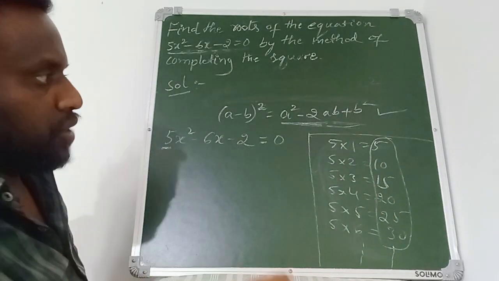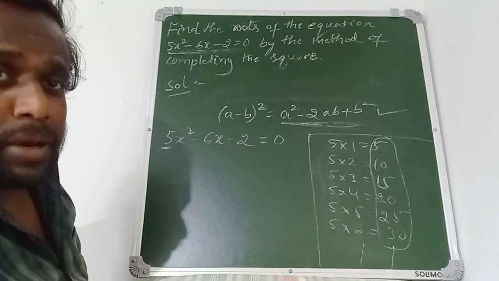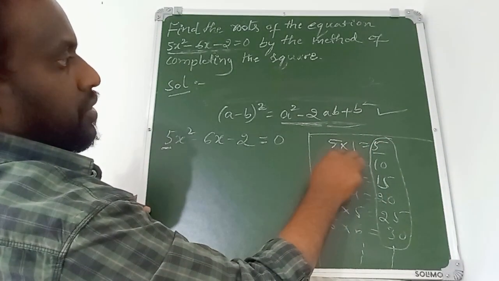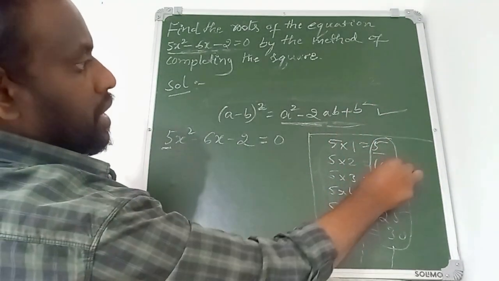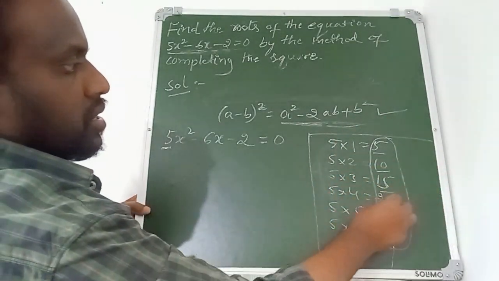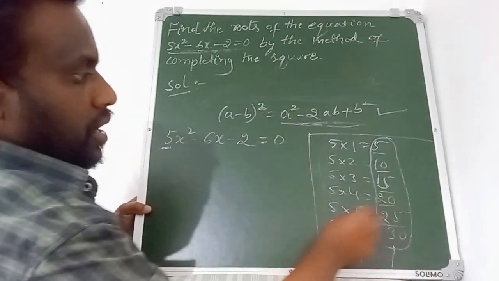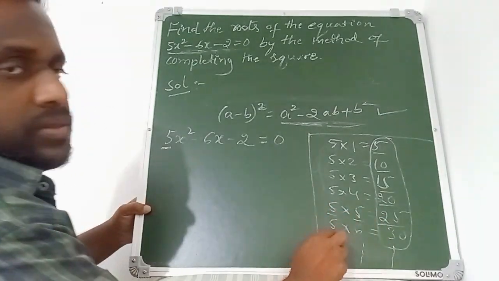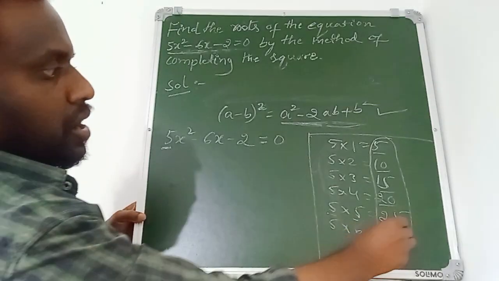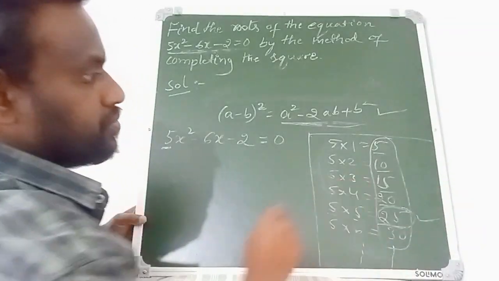Now identify the multiple of 5 which is obtained by multiplying the same two numbers. I will take 5 into 1, 5 is different, 1 is different. I will take 10, 5 is different, 2 is different. I will take 15, 5 is different, 3 is different. I will take 20, 5 is different, 4 is different. I will take 25, 5, 5. That means the same two numbers when multiplied we got 25. Now this 25 is the perfect square.